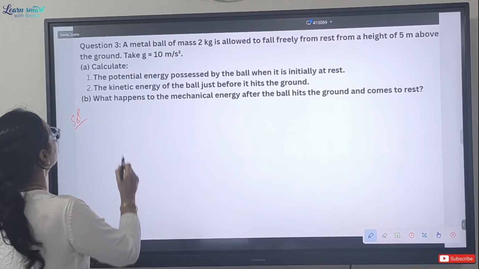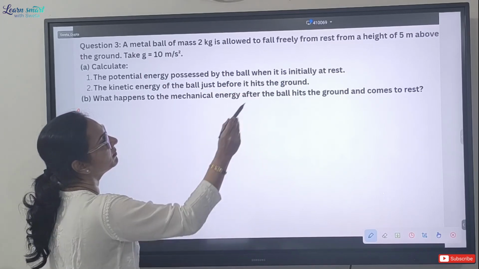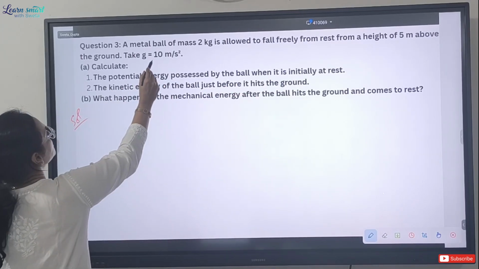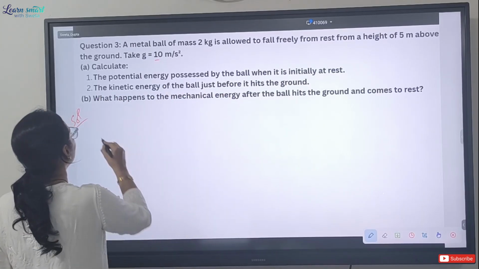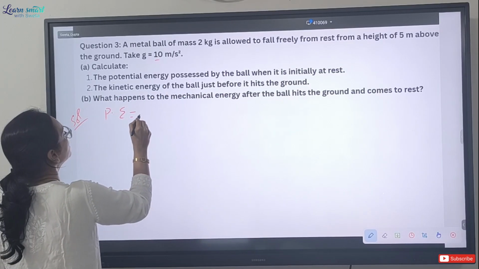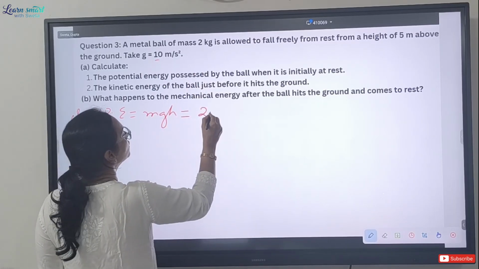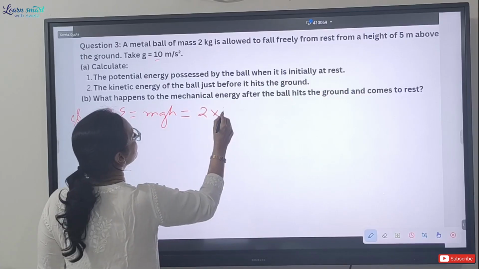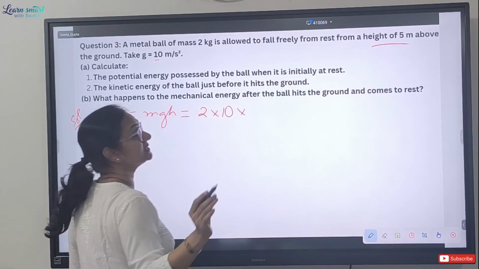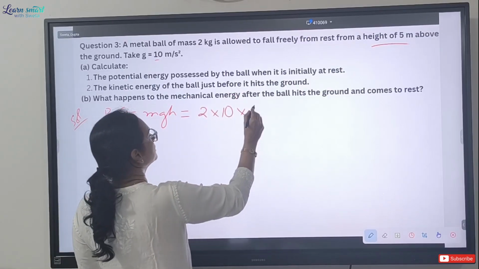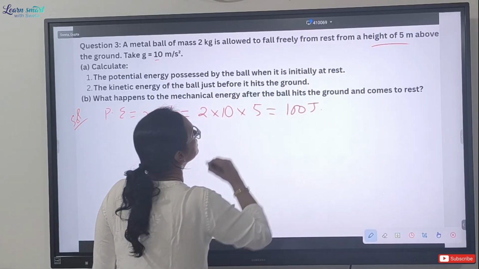Question number 3 is, a metal ball of mass 2 kg is allowed to fall freely from rest from a height of 5 meter above the ground. G, they have told to use 10. Calculate the potential energy possessed by the ball when it is initially at rest. So potential energy equals mgh. Mass is given 2 kg, 2. G, they have told to use 10, we will take 10. And height they have given, it is falling from a rest height of 5 meters, so into 5. We will get 5 into 2, 10, and 10 into 10, 100 joules.